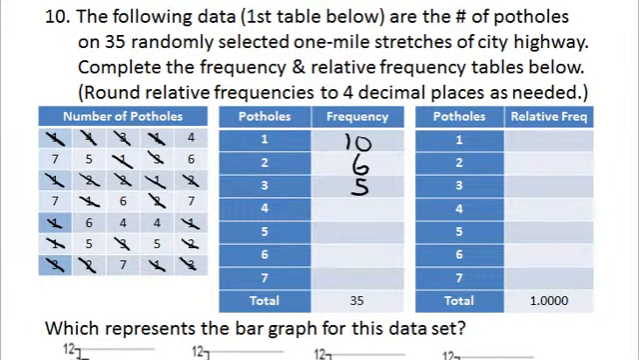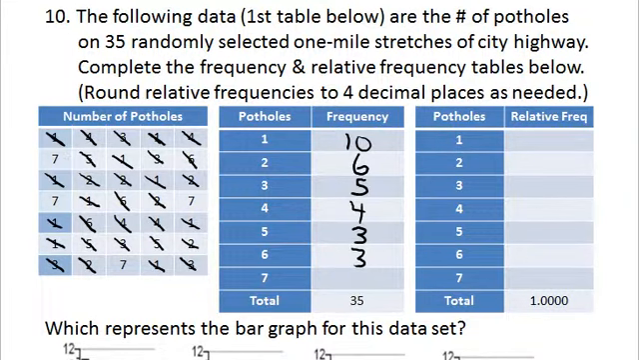The 4's: 1, 2, 3, 4. So there are 4 4's. The 5's: 1, 2, 3. That's it. So there are 3 5's. The 6's: 1, 2, 3. So there are 3 6's.